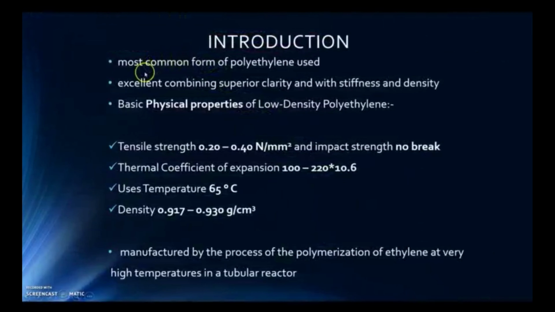For introduction, LDPE is the most common form of polyethylene used, combining excellent clarity with superior stiffness and density. This is the basic physical properties of low density polyethylene: tensile strength, thermal coefficient, temperature of 65 degrees, and density. LDPE is manufactured by the polymerization of ethylene at very high temperature in a tubular reactor.